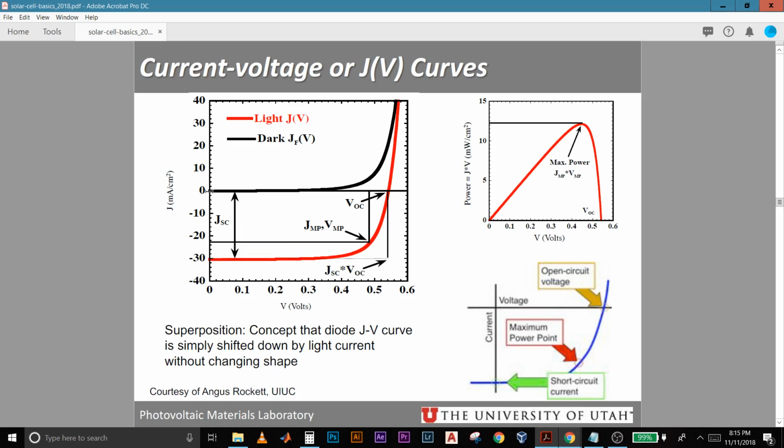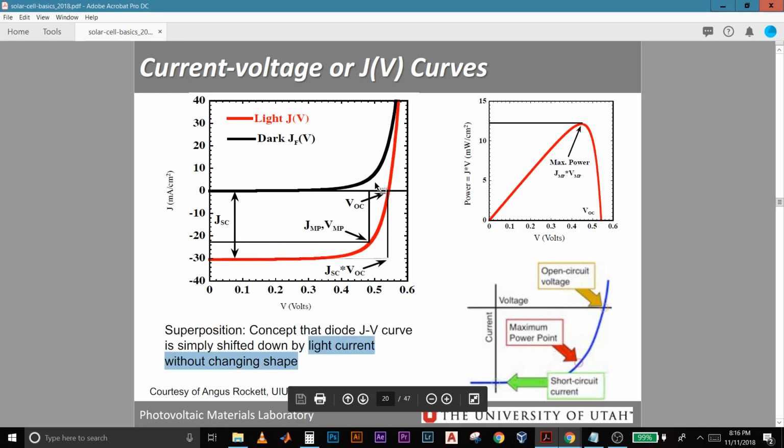But this difference in the current which is produced is called the short circuit current. And basically, the trend of the curve remains the same, except that the curve is then shifted down. It's the same curve with the added photocurrent which is generated. So the final curve, meaning when photons are incident, the light current voltage curve, is basically the dark current voltage curve shifted down by the generated light current without changing its shape.